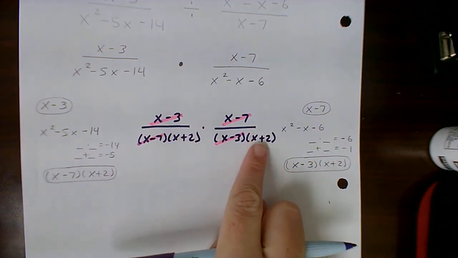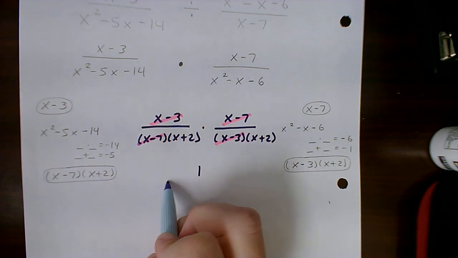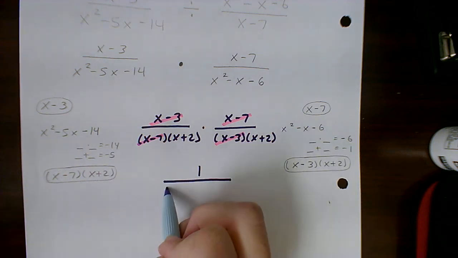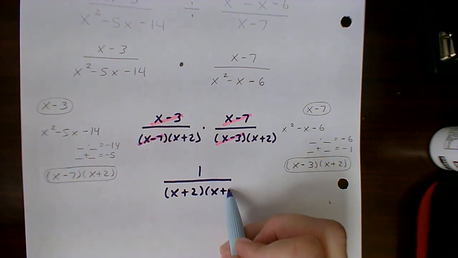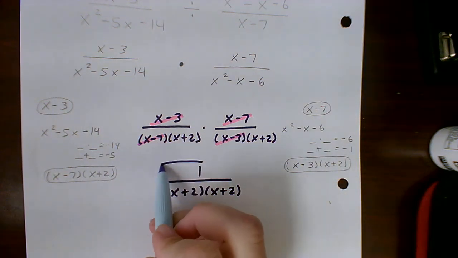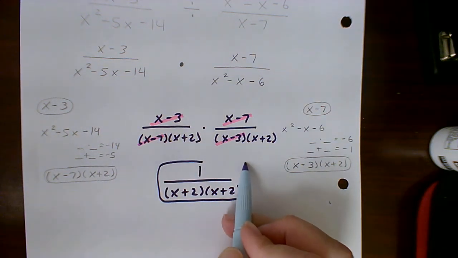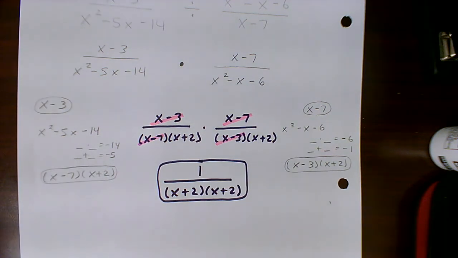Be careful with these. It is tempting to want to cancel them out, but they're both in the bottom. You cannot cancel it out unless one is in the top and one is in the bottom. So we're going to keep them both in the bottom, and we're going to make sure they stay in the bottom by putting a 1 in the top. And that is how to divide and multiply rational expressions.